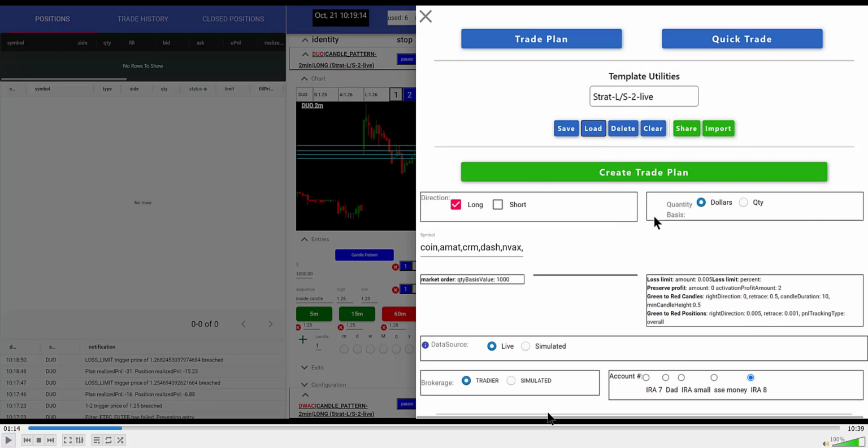I'm not going to go through everything here. There's a lot to a trade plan. But anyway, this is for trading stocks long. I'm using dollars as the quantity basis, so you can specify whether you want to trade a certain number of shares or a certain size in dollars. So I have $1,000 allocated. I'm trading live.